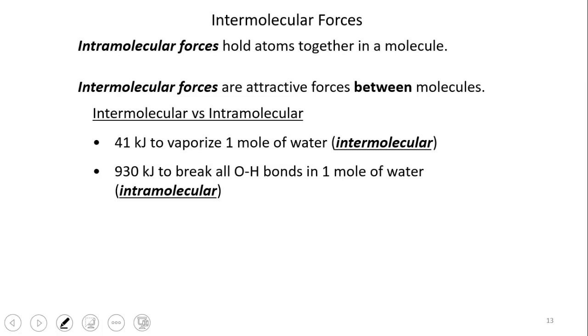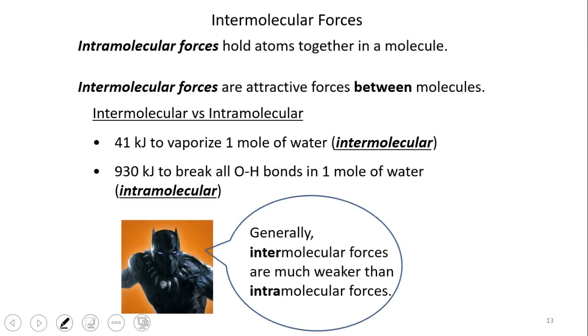One important thing emerges from this. Intermolecular forces are much weaker than intramolecular forces. Don't forget that. Intermolecular forces are typically much weaker than intramolecular forces. Pulling molecules away from each other typically costs less energy than trying to break the covalent bonds inside those molecules.